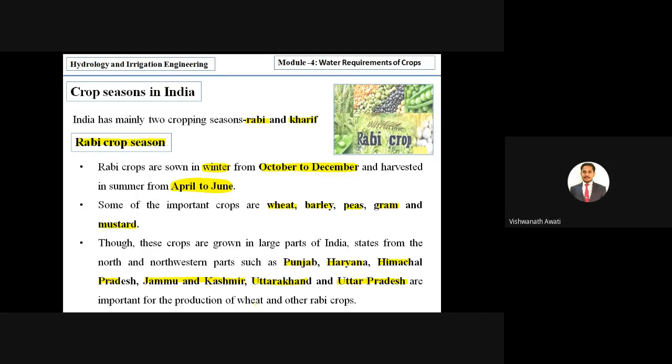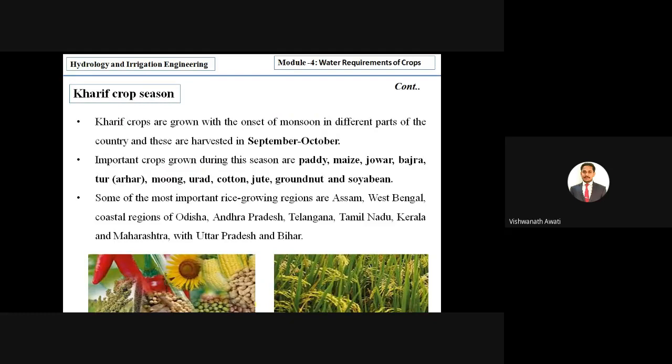Okay. So now we'll go for Kharif season crops. Kharif crops are grown with the onset of monsoon. So these are monsoon crops, also called rainy crops. The monsoon differs from one place to another in India because it enters at the end of March or at the beginning of June from the south, and it may take some time to reach the north. That's why it is also called the monsoon season.